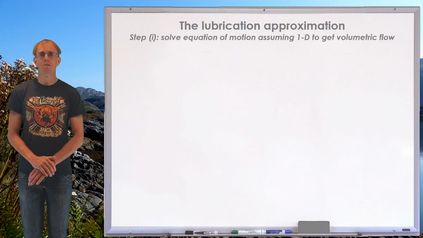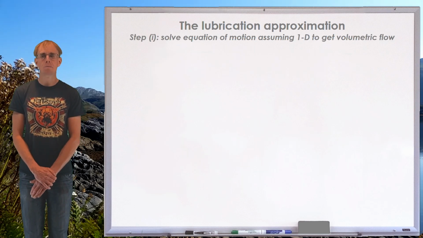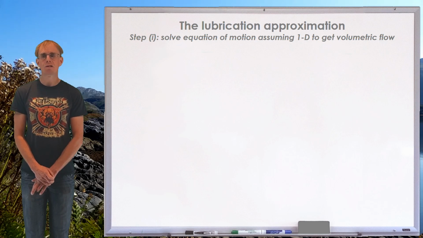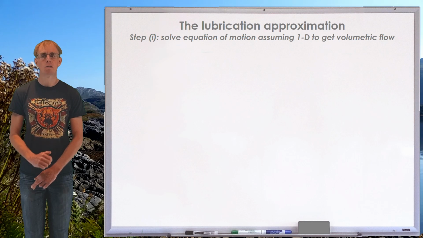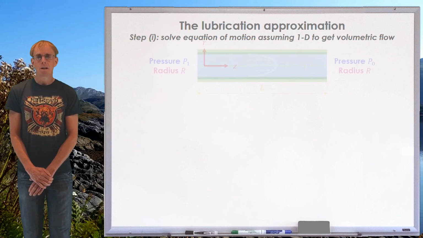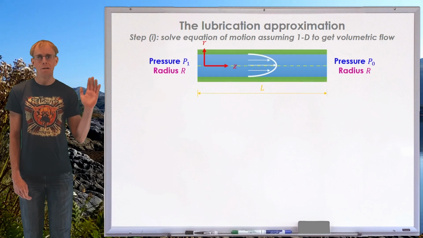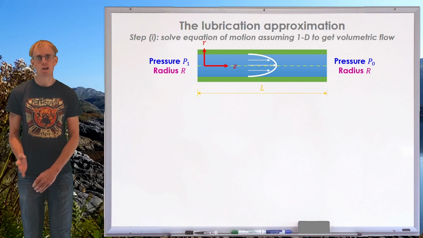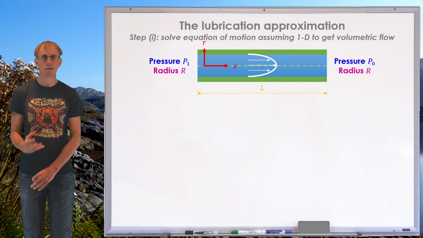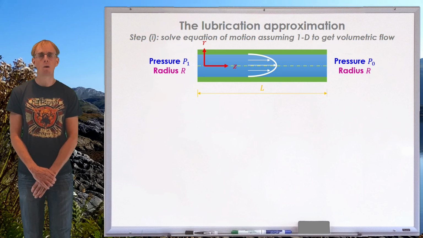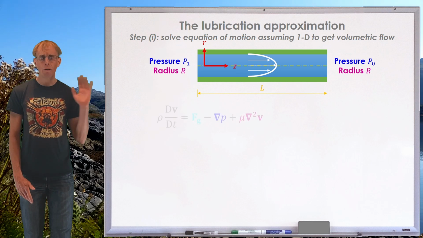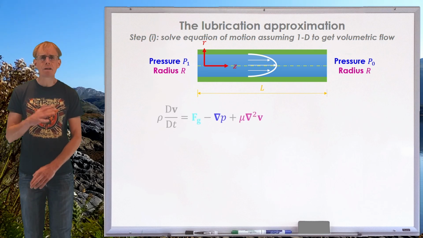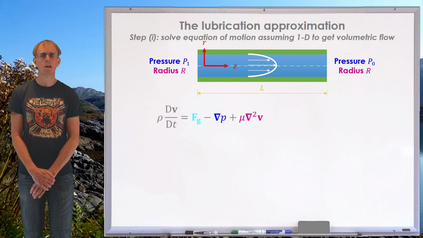Okay, so that's a list of assumptions and approximations. Let's now start by solving the equation of motion in one dimension to get an expression for the volumetric flow. So again, I'm going to start by drawing my diagram. There we have now just a tube of constant radius. Pressure-driven flow from left to right with cylindrical symmetry, and I've placed my axes on the center line of that tube. So I'll write down the Navier-Stokes equations, and I'll use my knowledge of the assumptions that I've made to simplify them.